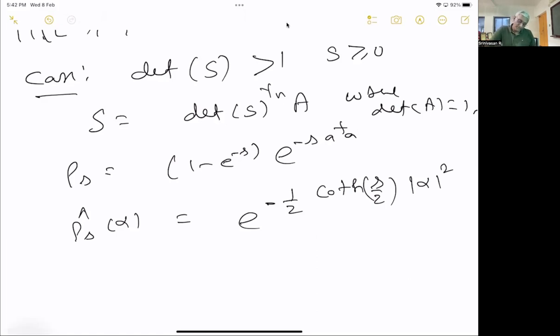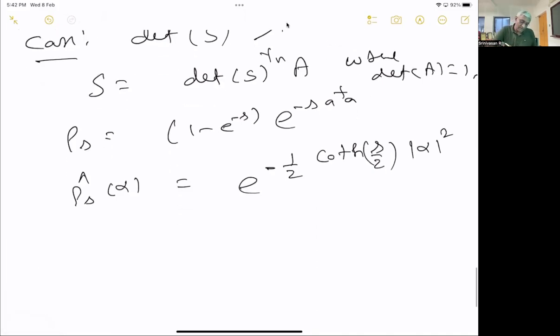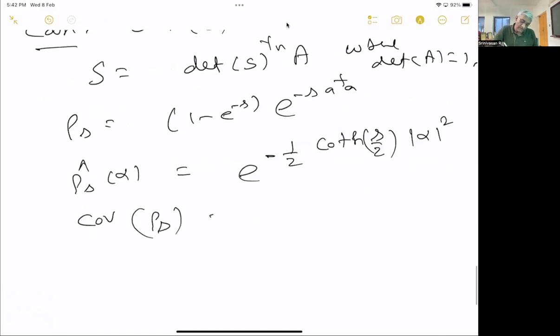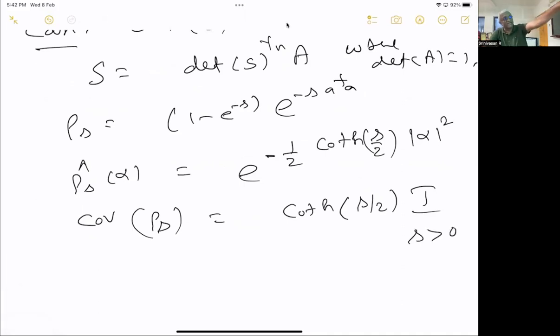So now the covariance of ρ_S is equal to coth(S/2) times the identity. We know the determinant is greater than 1, since S is greater than 0 and coth(S/2) is greater than 0. Then this will take values between 1 and infinity.